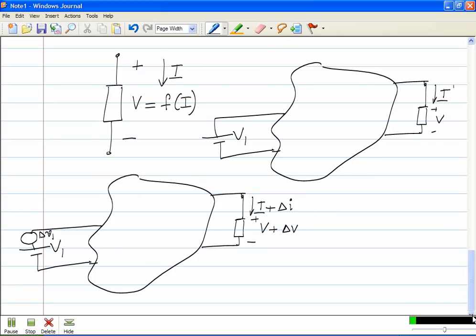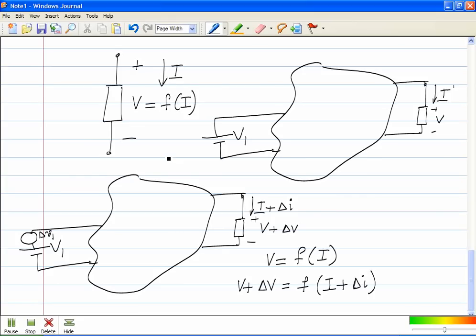Okay. So how do we now relate delta I to delta V? V was f of I. Okay. What else? V plus delta V is f of... Why is this true? Because the governing relation between the I and V of the device is some functional form f.